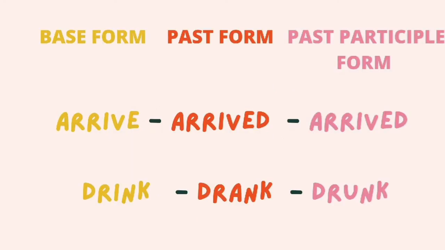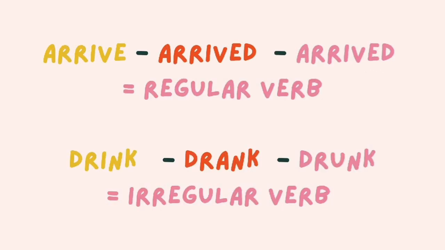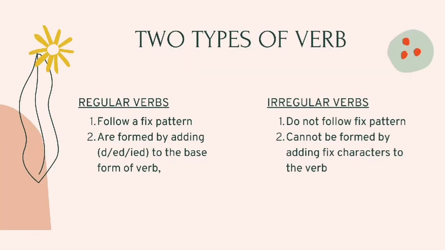Okay, so the first example is a regular verb, and the second one is an irregular verb. When we convert these verbs to past and past participle form, they will change. So from arrive to arrived to arrived is a regular verb. And for drink, drank and drunk is an irregular verb. So it is easy for us to conclude that there are two types of verb.